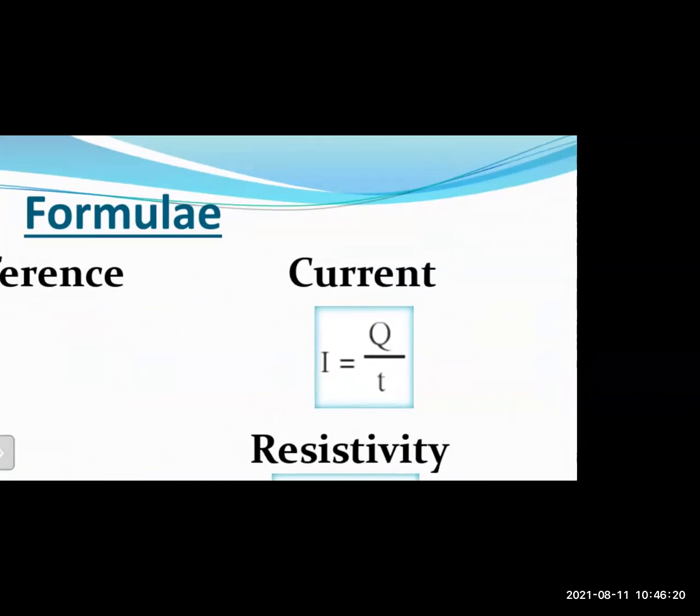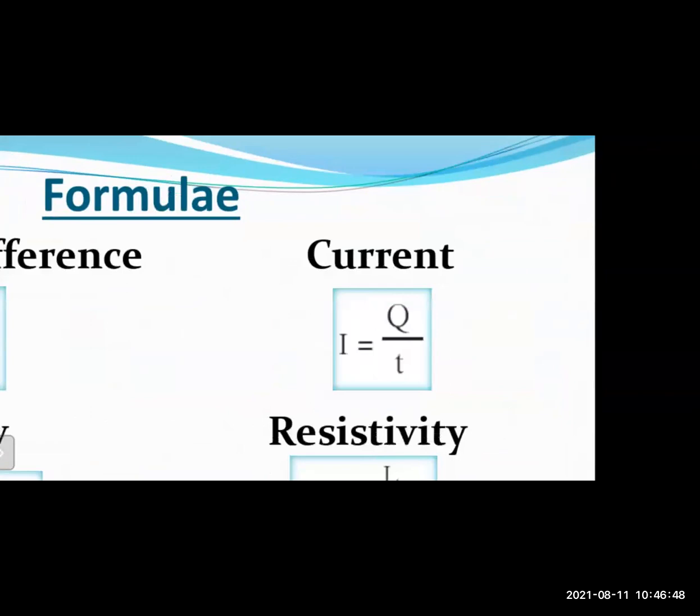We had also seen the definition of current. Current is the amount of charge passing through a given point in unit time. That means current is nothing but how fast your electrons are passing through a given point. So electric current is defined as the amount of charge particles passing through a given point in unit time. So I equals Q upon T, where Q stands for charge and T is time in seconds.